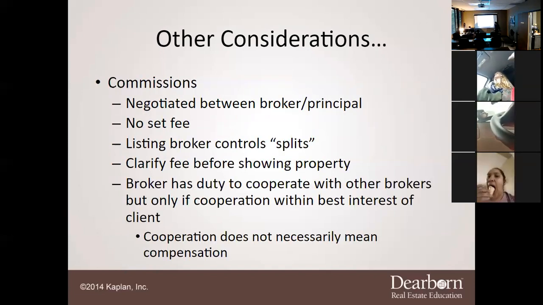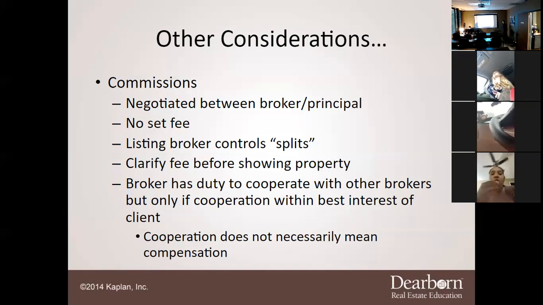Commissions are negotiated between the broker and the principal. There's no set fee. It's negotiable. The listing broker is the one who controls the splits. But if you say, hey, you get 1.5% on the MLS, you're going to scare off quite a bit of buyers. So generally it is still 3 and 3, but it's not technically a set fee. You might see different every now and then.